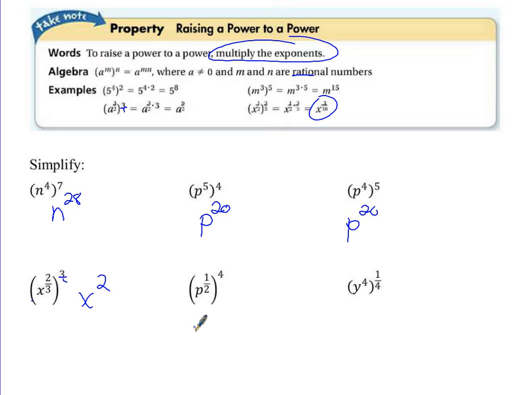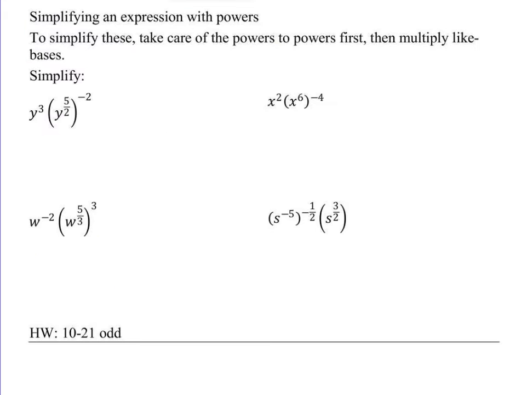How about the next one? P squared. Good. And the last one? Y to the first, which is just y. So once you know that rule, you can do these problems fairly quickly, which is really nice.